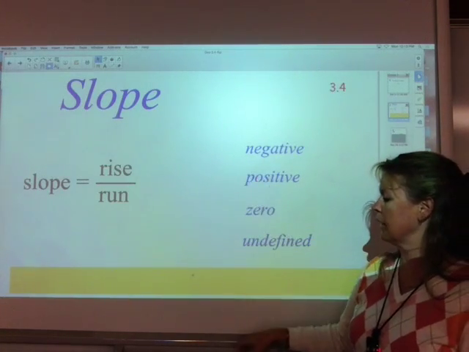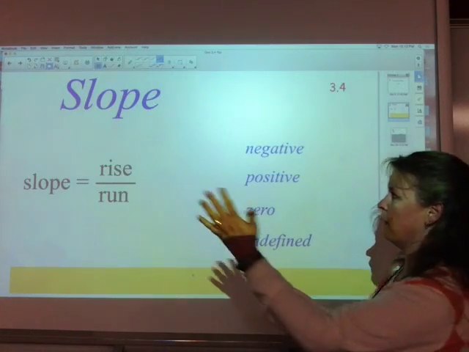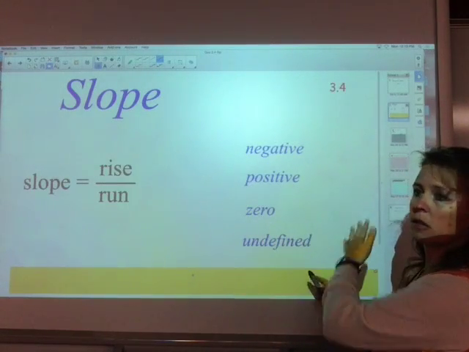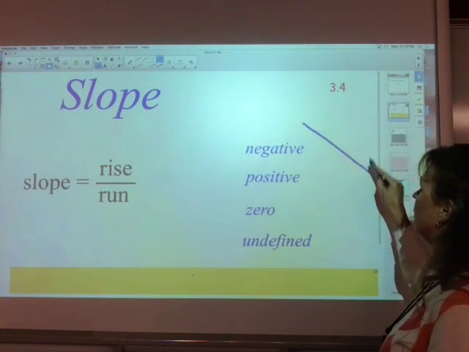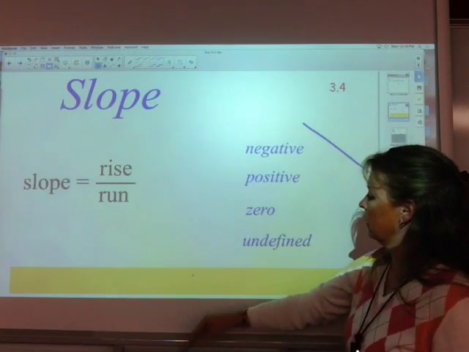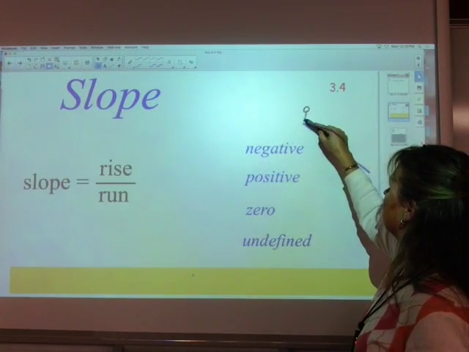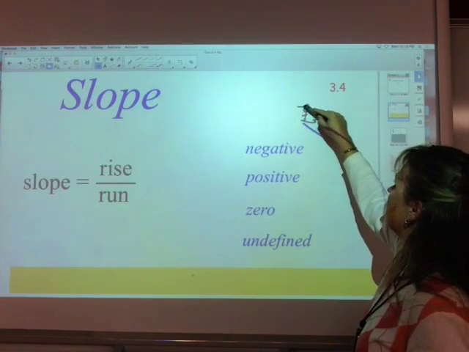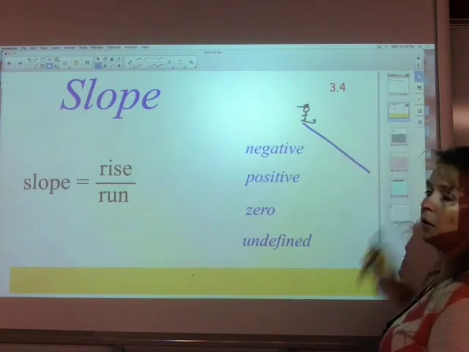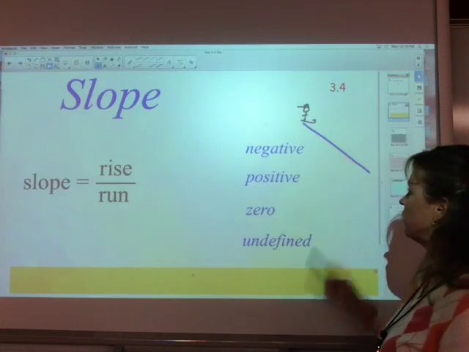Negative slopes, always looking at a slope from the left side of the screen to the right. Just like the way that you would read, a negative slope would go downhill this way. If you can picture sitting at the top of this, you would have a downhill skier going down the slope, downhill skier. Downhill is negative.